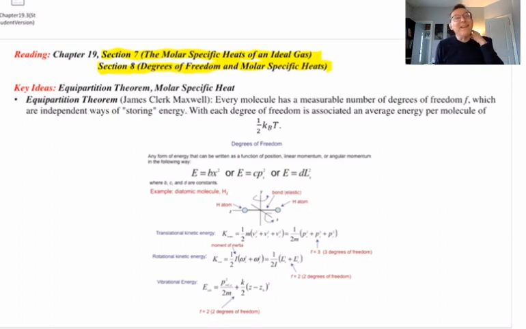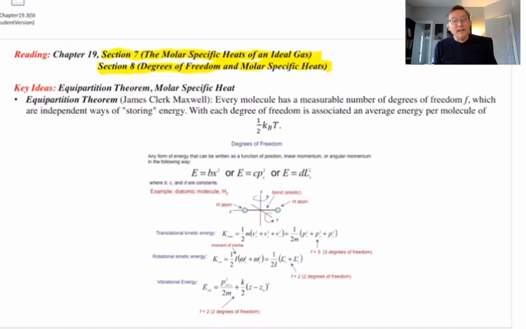The upshot, the key idea of this video is pretty straightforward to say in words. We're interested in a dilute gas in a container, an ideal gas. We're going to add energy as heat, Q, and we want to know how much the temperature will change, delta T. That's it.